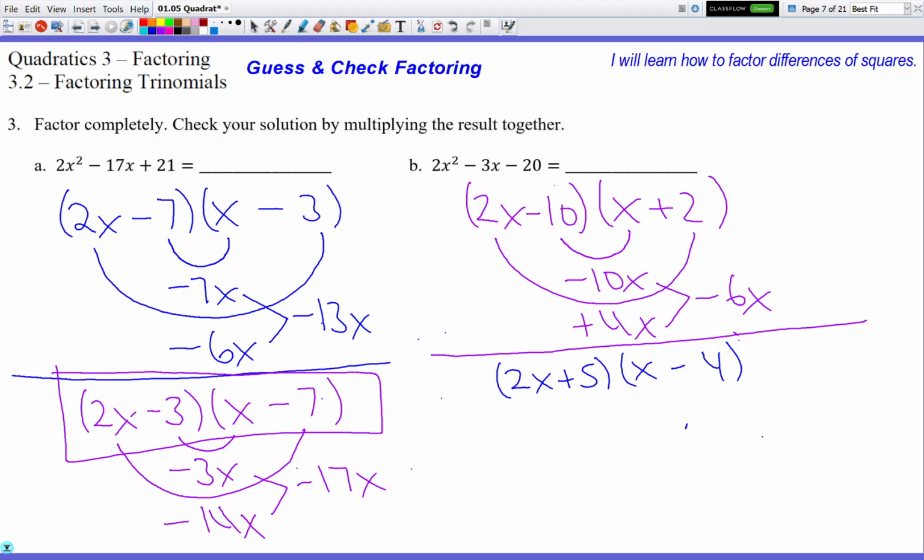So notice how the placement of all of these numbers, they make all 3 of these numbers from my original problem, right? The 2 fronts make the front. The 2 numbers in the back of the parentheses make the back number. And my inside-outside, they make my middle.